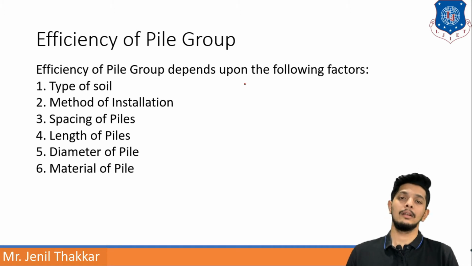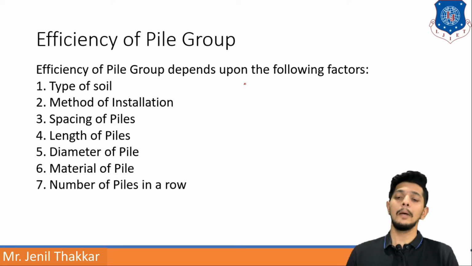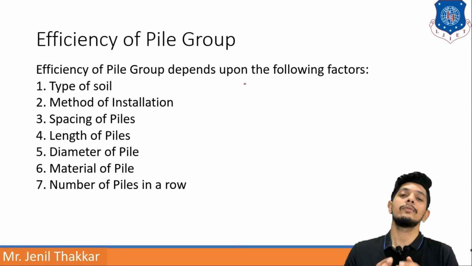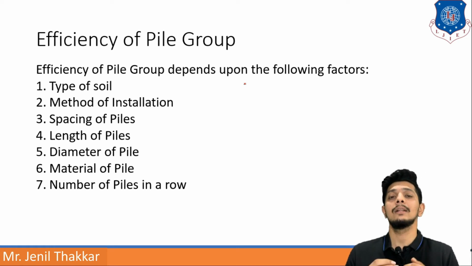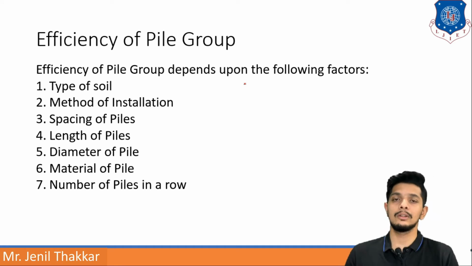Material of pile. Which material you are using, and of what strength, will affect the efficiency of the pile group. Number of piles in a row. Sometimes there are fewer piles in a row, sometimes more. It is kept according to the requirement of the situation. But if the number of piles is more, there will be more efficiency, it is but obvious.